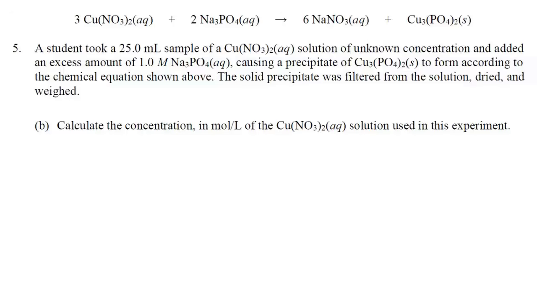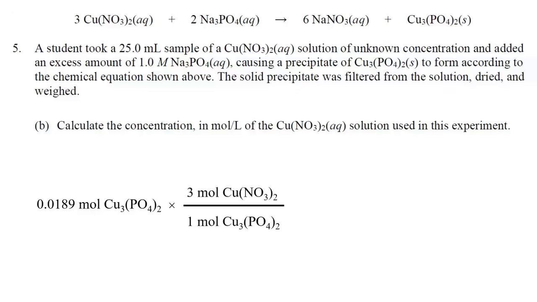We'll take our answer to part A, 0.0189 moles of copper phosphate. Again, that was the precipitate. And we have to convert this into moles of copper nitrate using the coefficients in the balanced chemical equation. That's going to be a 3-to-1 ratio based on the coefficients. And if we just did this math by multiplying by 3, this gives us part of what we need to calculate the concentration of the copper nitrate solution.